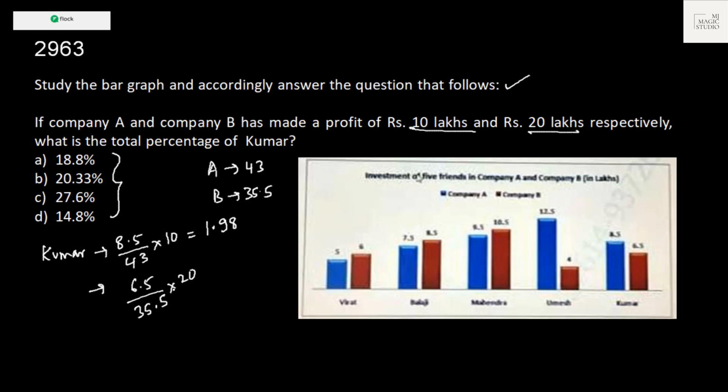That should come around 3.67 maybe, a bit more than 3.6. So the total will come around 5.65 lakhs. So the percentage received by Kumar is 5.65 divided by 30 into 100. So that would be 18 plus. 18 plus is option A.